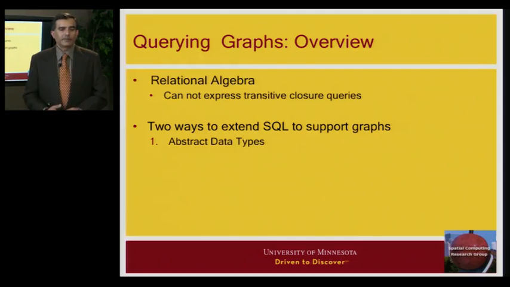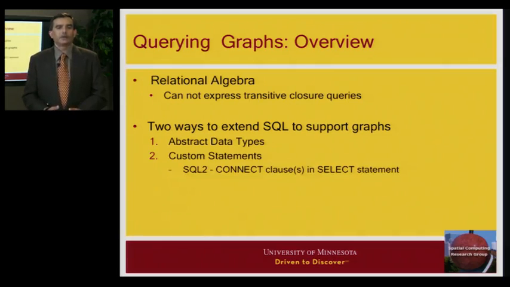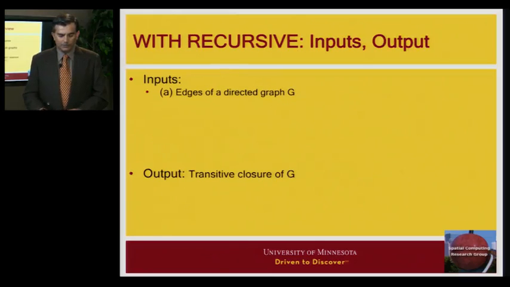One could add new abstract data types. Now OGIS data types such as points and polygons do not include graphs and paths. They do not include operators like shortest path. But if we were to design a new abstract data type and add it to SQL 3, that could support graph kind of queries. The other option is to use custom statements. We learned one of those in the last video, the connect, and we are going to learn with recursive in this video. Okay. So without further ado, let's look at the inputs and outputs of the with recursive statement.